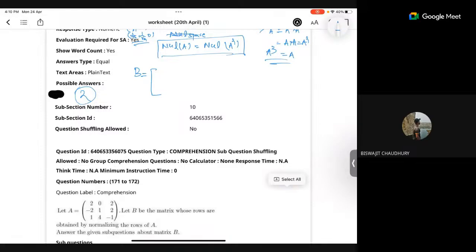So you'll get 1 by root 2, 0, 1 by root 2. And in this place, minus 2 by 3, 1 by 3, 2 by 3. What about this? 4, 8, 10, so 1 by 3 root 2 in this place, and 2 root 2 by 3. What about this? Minus 1 by 3 root 2. This is our matrix P.